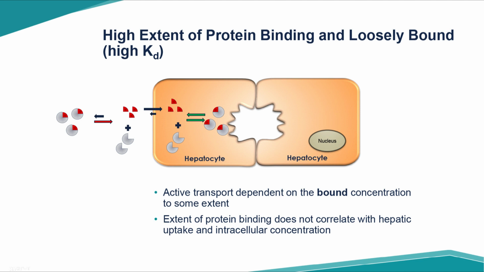And the other side of things, where you still have a very high extent of protein binding, but it's very loosely bound, so it can come on and off the protein very rapidly. So as soon as it's taken up, more dissociates from the protein. Under those conditions, the extent of protein binding doesn't correlate with the free concentration. It correlates better with the total concentration.